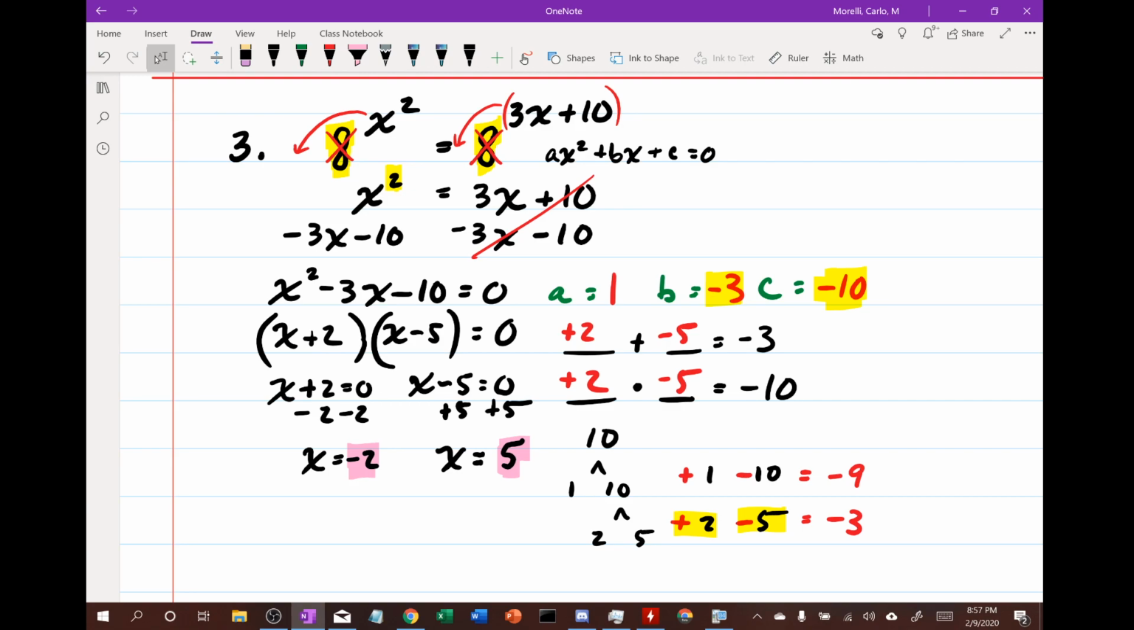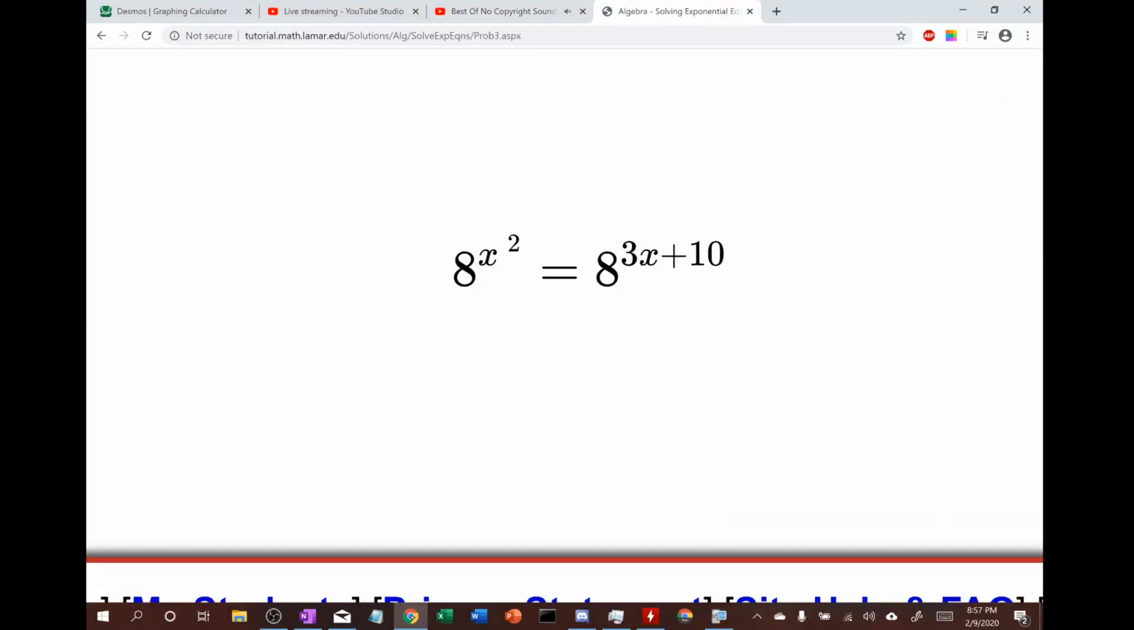Yeah. So let's see if we're right, guys. Here's what I think the answer is. I think the answer is -2, 5, like that. So it's two answers really. And so now I'm going to go check the solution.